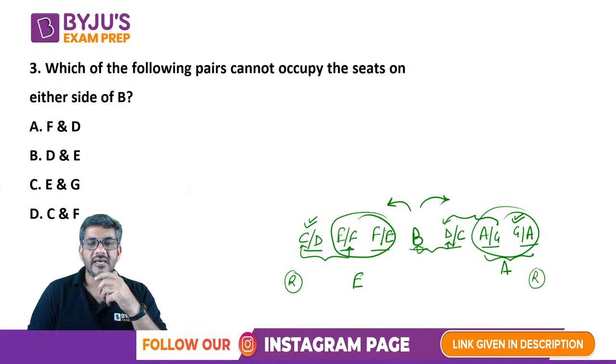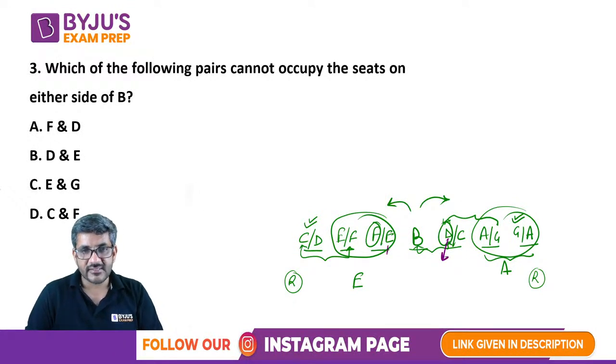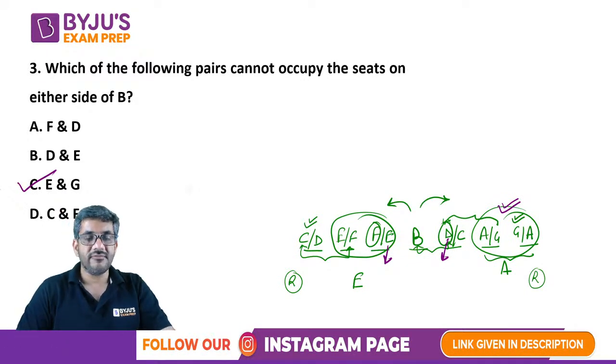Can F and D be there? Yes. If F is here and D is here, they can be on either side of B. Can D and E be there? Yes, if D is here and E is here, they can be on either side of B. Can E and G be there? No, because G can never be on a side of B. So therefore I can say option C is the correct answer for this third one.